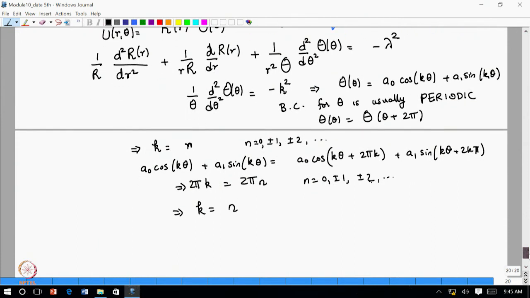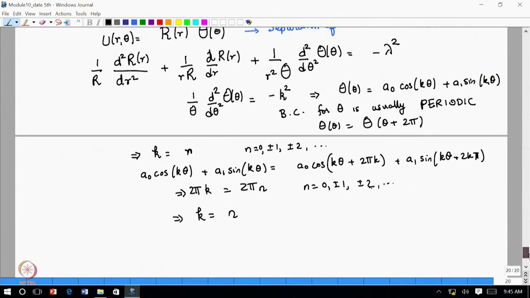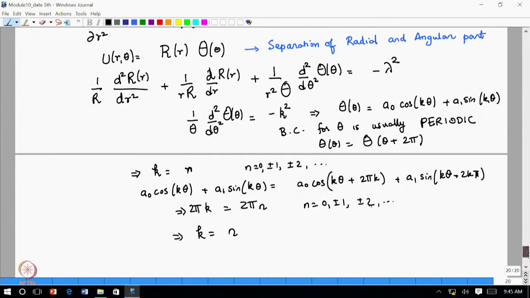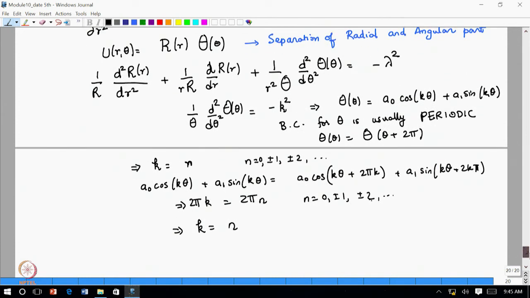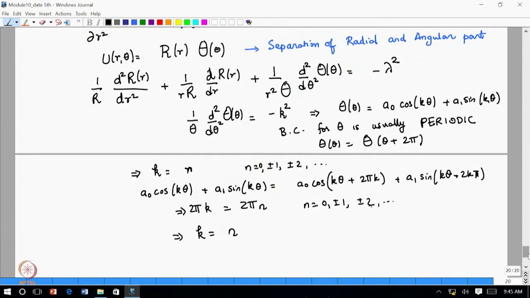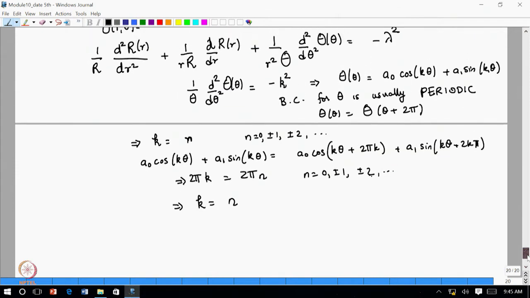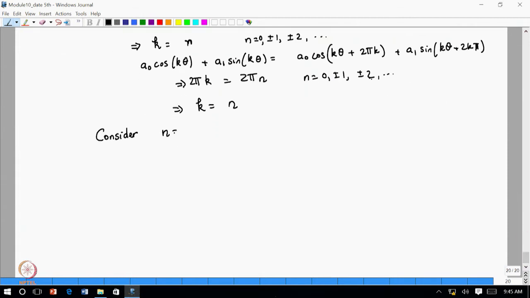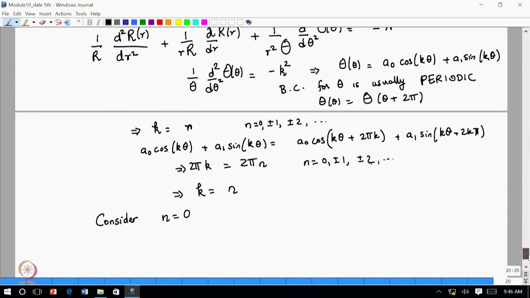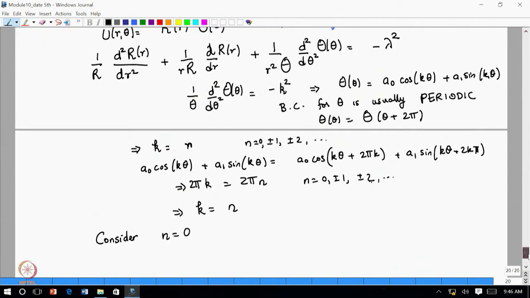Now suppose you have an integer there, okay, then what does this look like? What does the remaining r part look like? Let us look at what the remaining r part looks like. So, if this is equal to n, n can be 0, plus or minus 1, plus or minus 2. Okay. So, let us consider the case n equal to 0. We will just take this as an example, okay. You can do it for other n's also, okay.